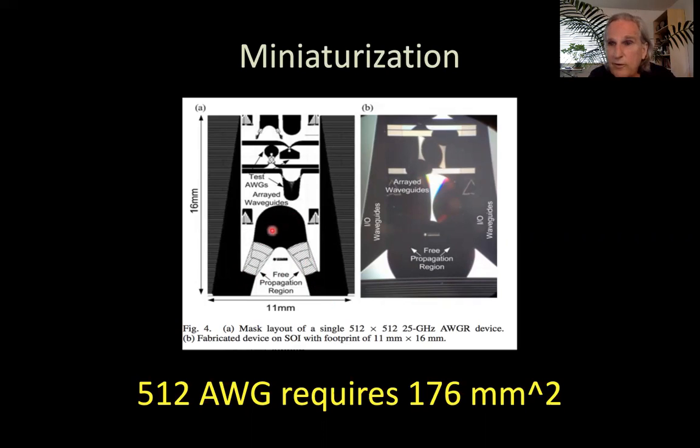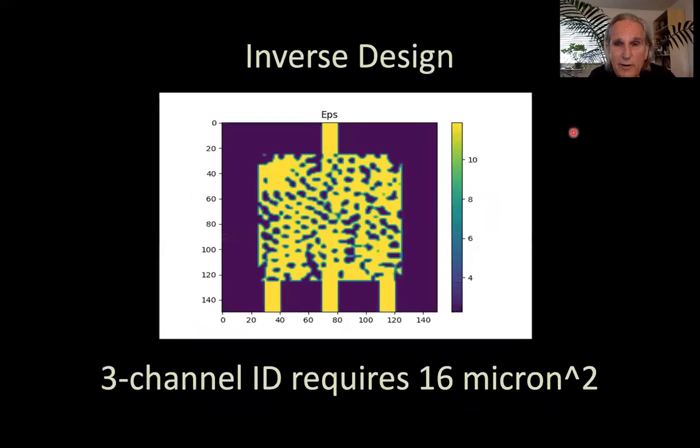So this is a 1 to 512 modulator, but this requires 176 square millimeters in order to make it, and that's too big. That's bigger than most of the chips. Most of the chips we're talking about are smaller than this multiplexer itself. These don't scale very well. What can we do about that?